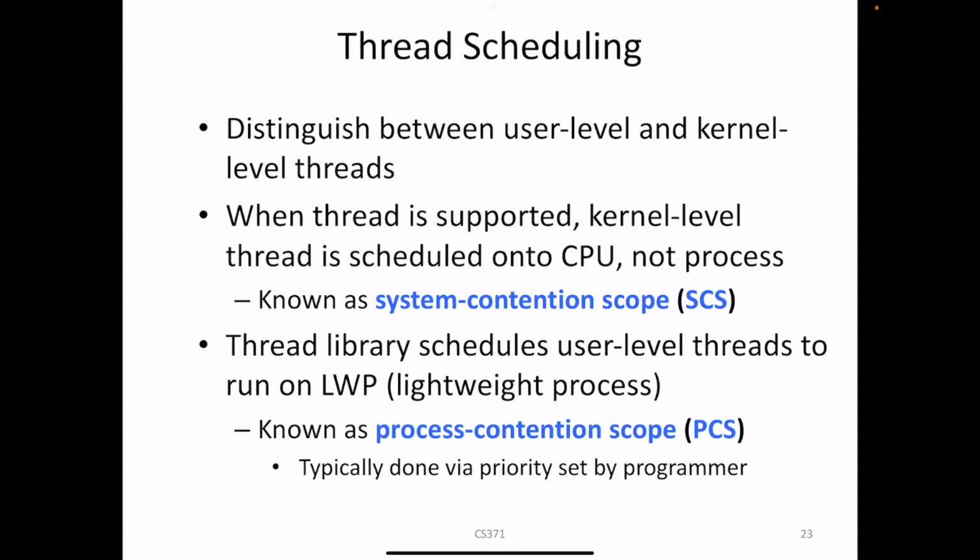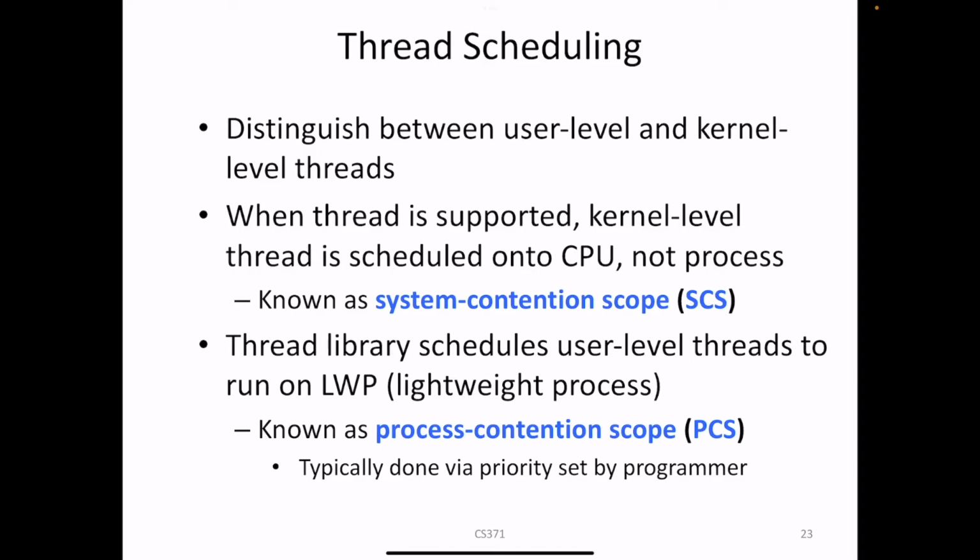When kernel level threads are supported, we just schedule the thread onto the CPU instead of scheduling a process. We can use the scheduling algorithms we have learned in the previous slides to schedule those kernel level threads. This policy is known as the System Contention Scope, shortened as SCS. In this scope, the competition is among kernel level threads instead of processes.